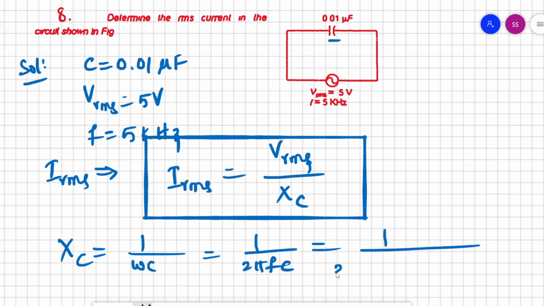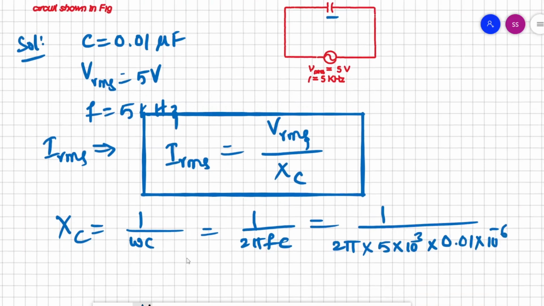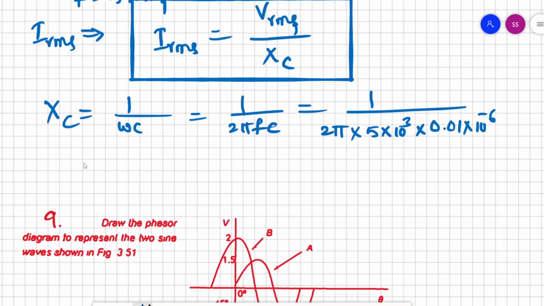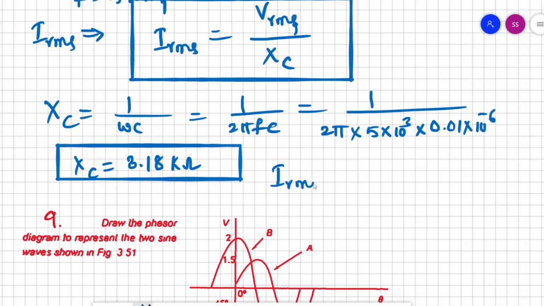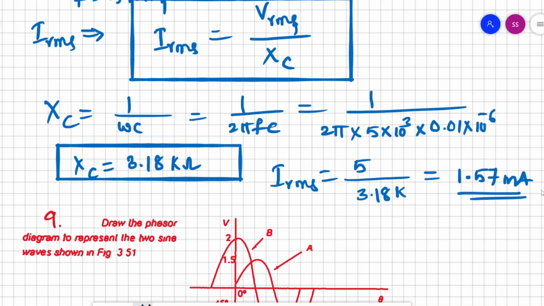So that is 1 by 2 pi into f, which is given in the question as 5 into 10 power 3, and C is also given, 0.01 into 10 power minus 6 farad. If you find this value, XC will be 3.18 kilo ohms. Now we need to find IRMS. So IRMS equals Vrms, that is 5 given in the question, divided by 3.18 kilo ohm. So IRMS is 1.57 milliamperes. So this is how you need to find it.